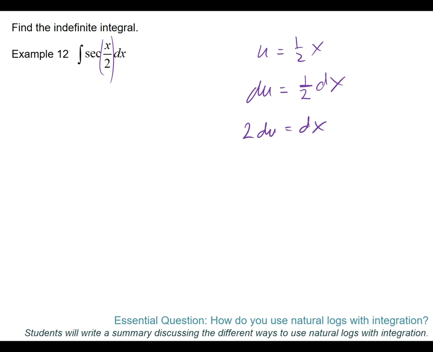Can you take the derivative? Yes. All right, so for the secant, for the x over 2, we put in u. For the dx, we put in 2 du. Notice I put the 2 out.